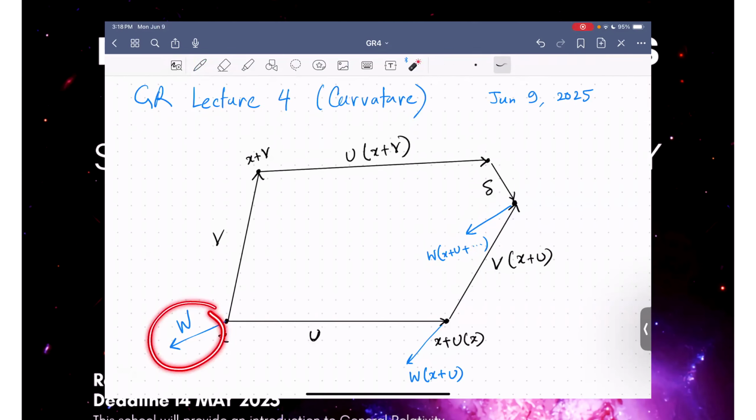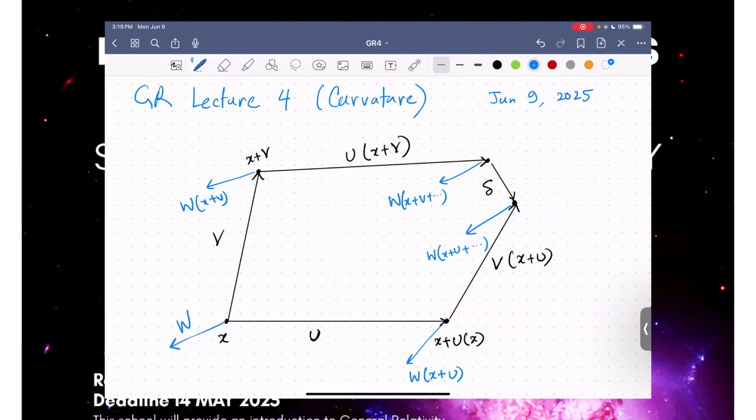And then we are going to parallel transport the same vector around this path. So there will be some W here, x plus v, and then a W here, x plus v plus dot dot. Then we have to further transport this somewhere here. Let's say, so this is going to be W at x plus v plus u, and x plus v plus delta.